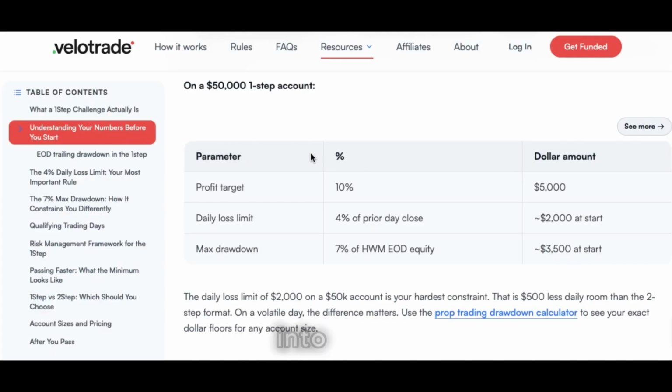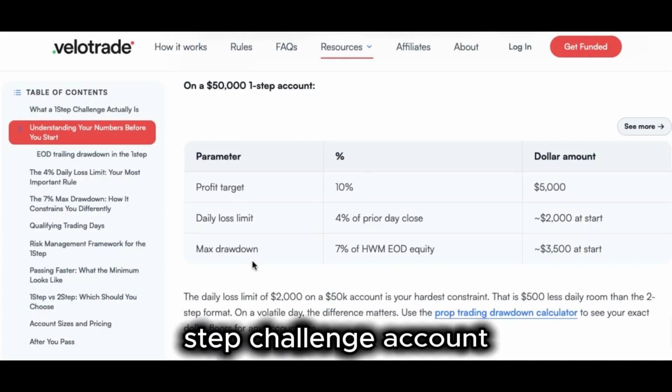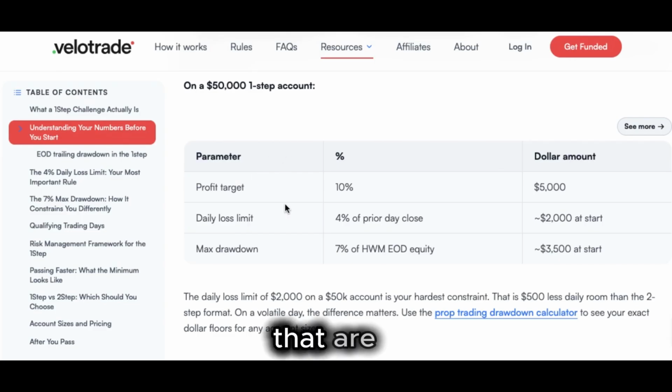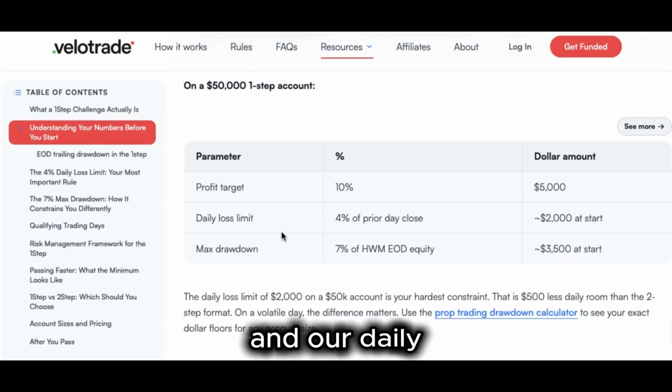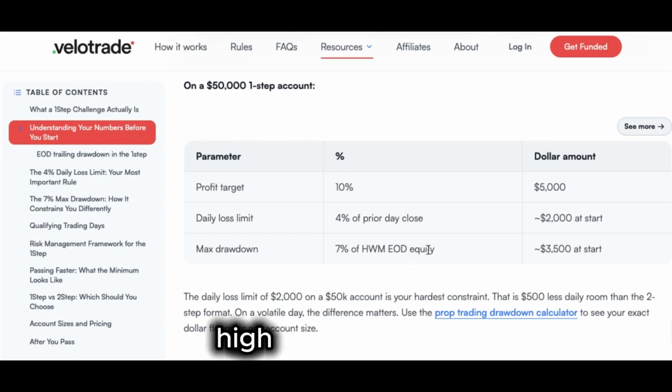Let's dig deeper into the one-step challenge account and have a look at the parameters that are a little stricter than the two-step challenge. Let's say that we purchase a 50K account. That means that we need to achieve a 10% profit target, which in dollar amount is 5,000 US dollars, and our daily loss limit is 4% of prior day close, which is 2,000 at start. Max drawdown is 7% of high watermark at end of day equity, which is 3,500 at the start.